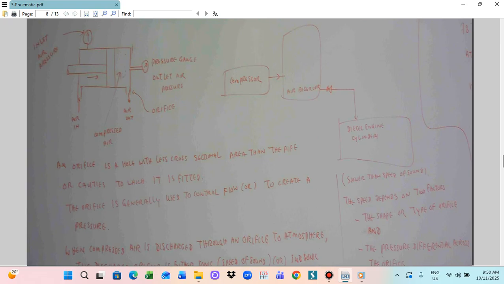So the compressed air can be taken out from the supply. This is for the orifice. We have to measure the appropriate temperature at the orifice. So this is the hydraulic orifice system. This is for the compressor. So this is the compressor.